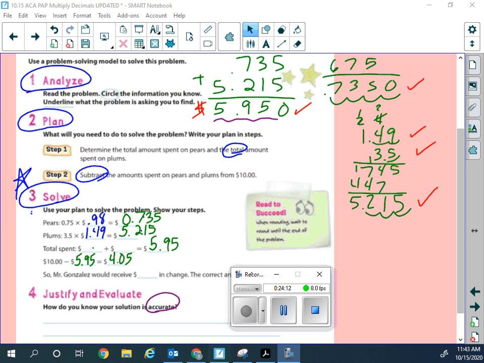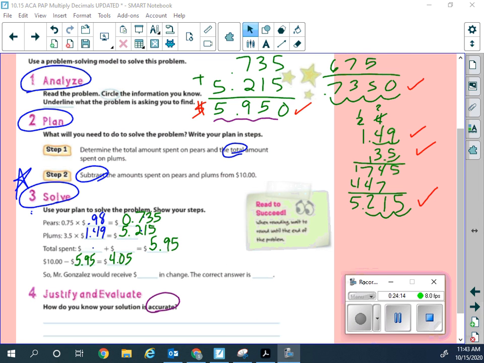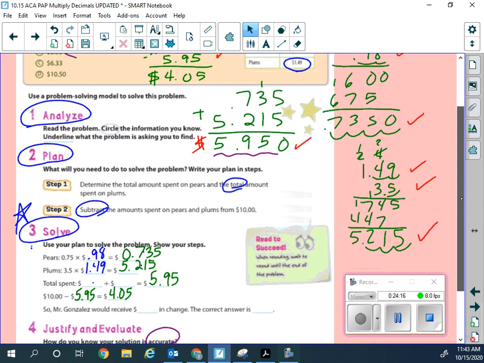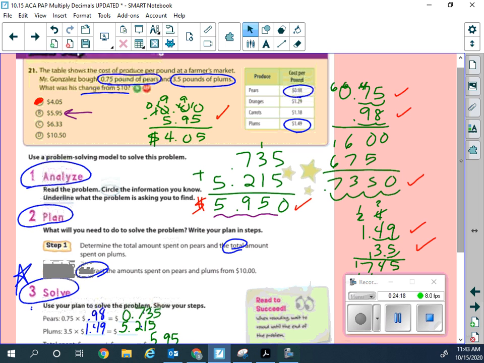You start with the estimate first, and then. Right? Absolutely. Yeah, let's talk about that then. Okay, if we were going to estimate, I'm trying to see if I have a color that I haven't really used yet. I don't really use purple. Okay. So if we were going to estimate, instead of saying 0.75 pounds, what would we say? That's about what?